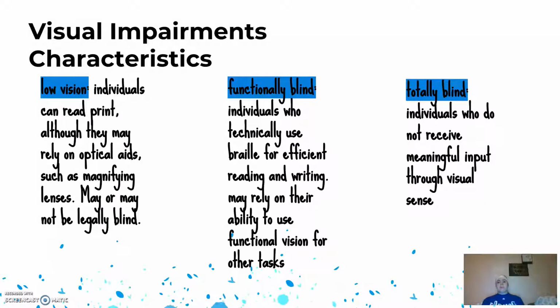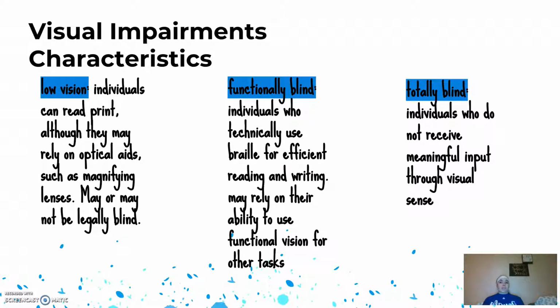And then there's the visual impairments, and these are the characteristics. There's low vision, so these individuals can read print. They might rely on optical aids such as magnifying lenses. These individuals may or may not be legally blind. And then there's functionally blind, and then these individuals technically use Braille, which is the bumps on the flat surface. That's how they read, for reading and writing. They may also rely on their ability to use functional vision for other tasks.